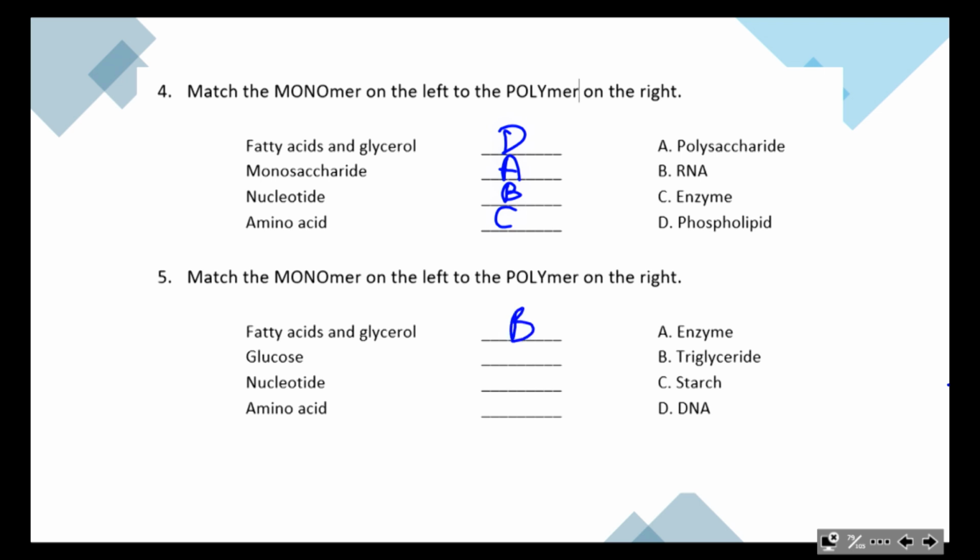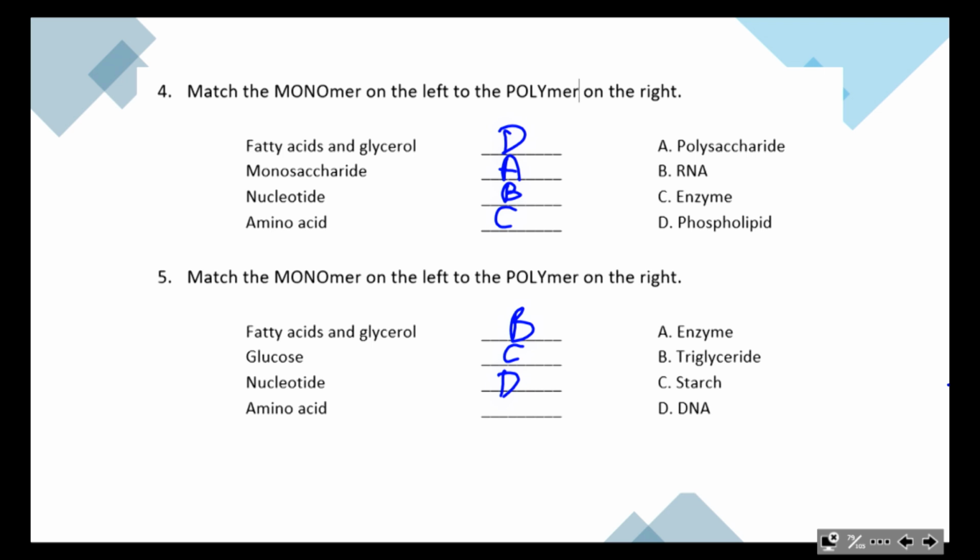All right, next we have glucose. Glucose is a type of carbohydrate. Do we see another carbohydrate on the right? That should be starch. Glucose is simple and starch is complex, but they're both carbohydrates. The next one is a nucleotide. Nucleotides make up nucleic acids. Do we see a nucleic acid on the right? We do. DNA is deoxyribonucleic acid.